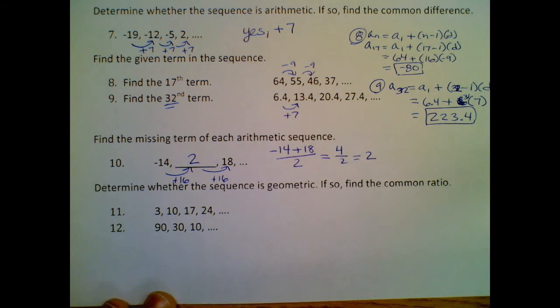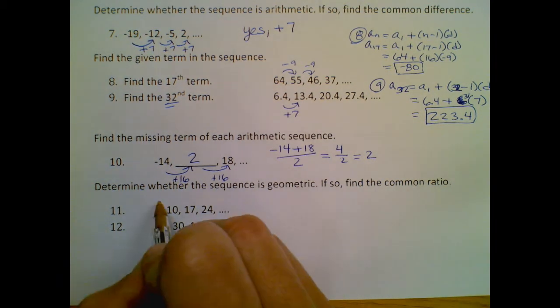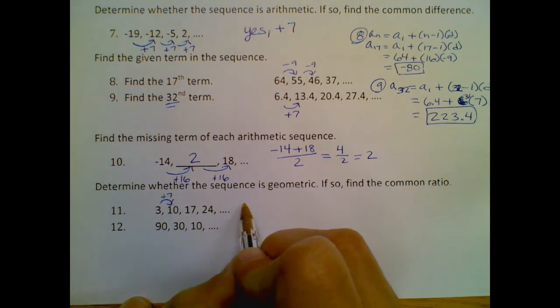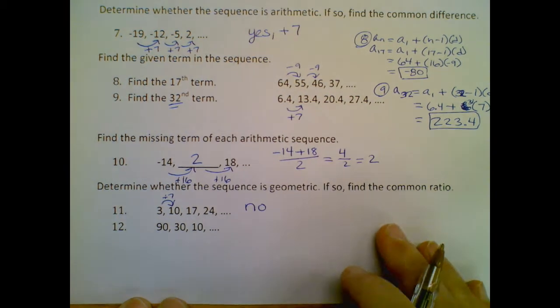For the next part, it says determine whether the sequence is geometric. If so, find the common ratio. So if it's geometric, it's multiplying or dividing by the same number. If it's not multiplying or dividing by the same number, then we know it's not geometric. So for this first one, notice how they are adding 7 each time. Since they're adding 7 each time, we're going to just put no, it is not geometric.